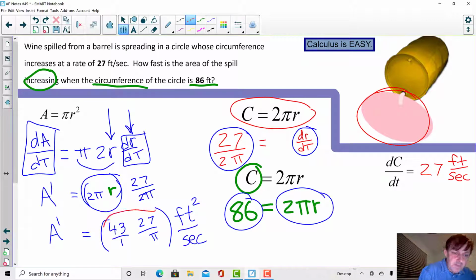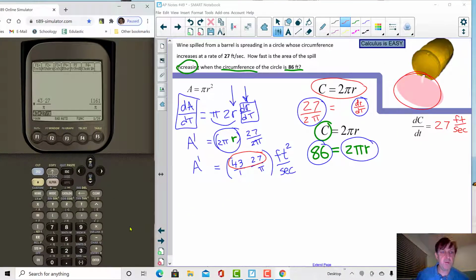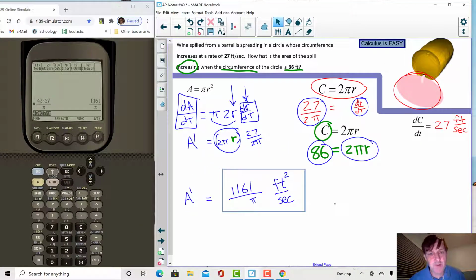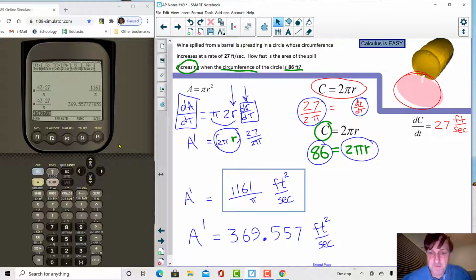Now, if you want to write the top as a single number, we can type that in a calculator. We get 1161 over pi. And if you want to write it as a decimal, we push green enter, and you get 369.557 square feet per second. And that's it.